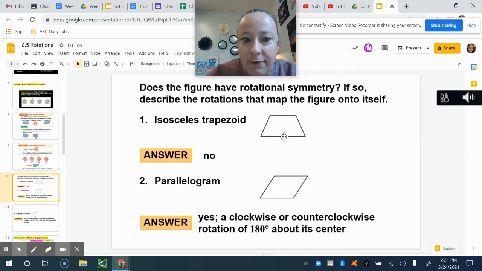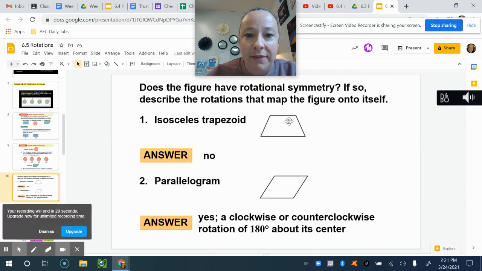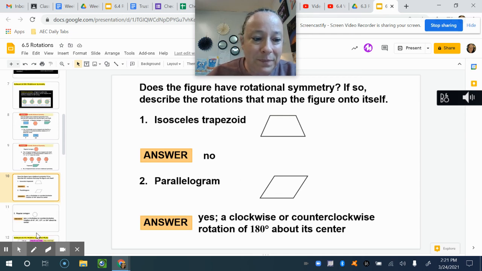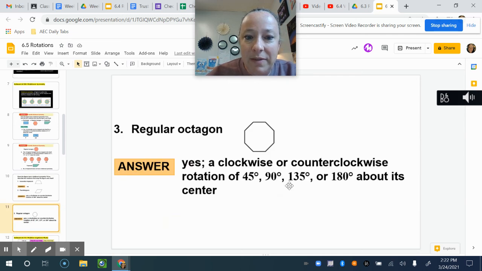All right, does this have rotational symmetry? No. It would have to take a full 360 to get there, and it needs to do it within 180 degrees, so no. But this one, yes, 180 degrees would map it right back to itself. What about this one? Yes, several times.